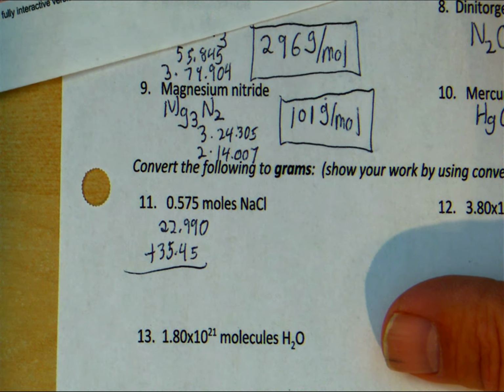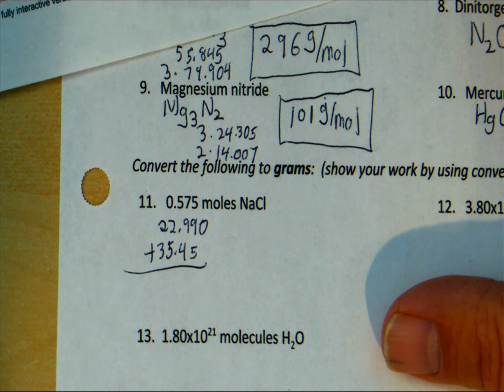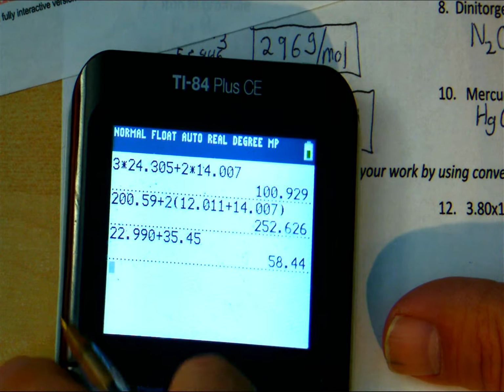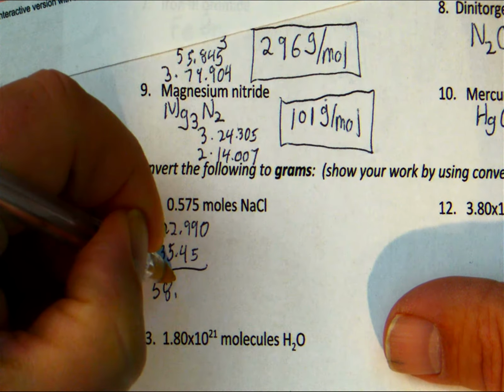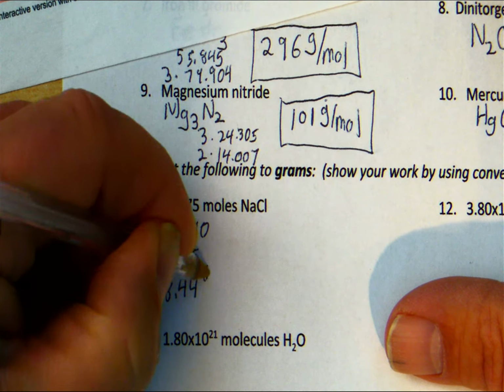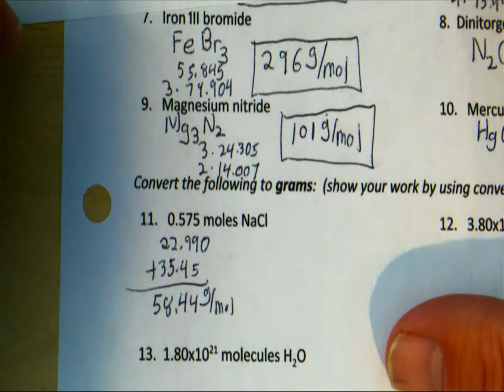22.990 plus 35.45 is 58.4. And I'll even carry out one more digit, 44 grams per mole.